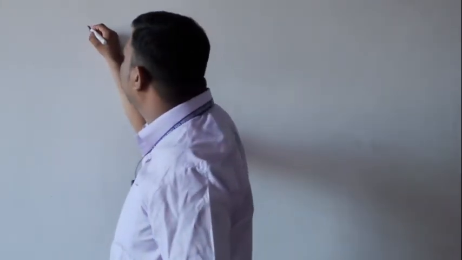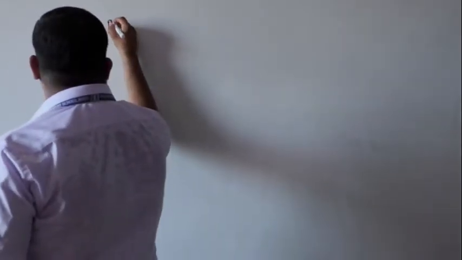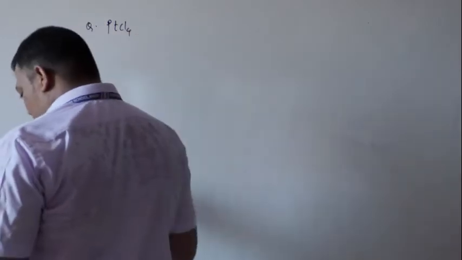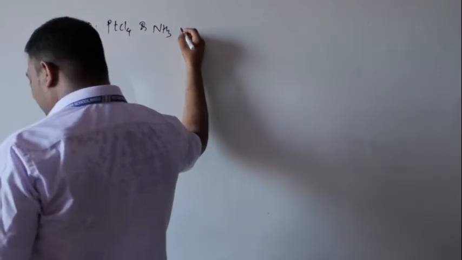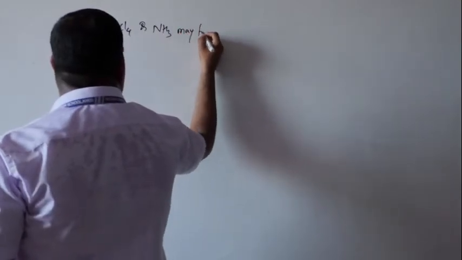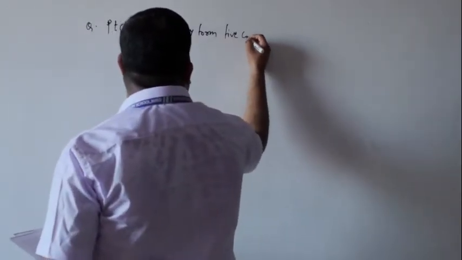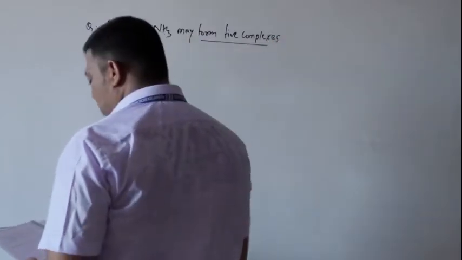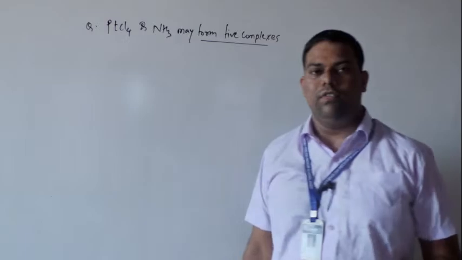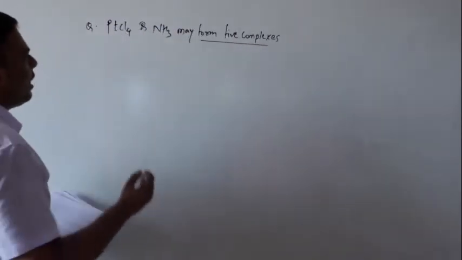So see here, we will write one question. Ready? We will deal with one question, write down that question. PtCl4 and ammonia may form 5 complexes. How many complexes? Yes, 5 complexes. Which are those? They are already given in this question.